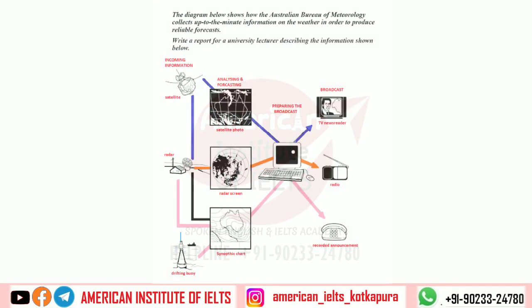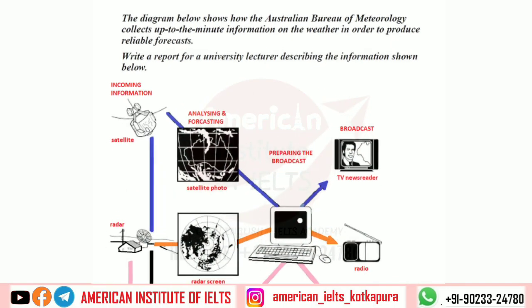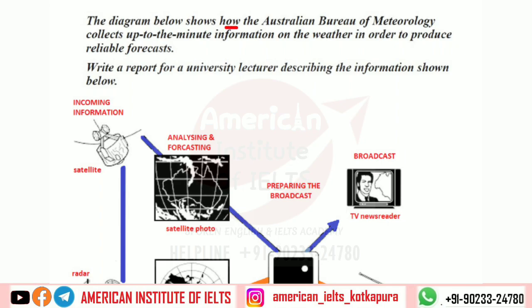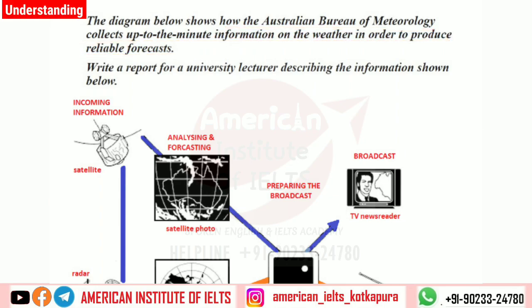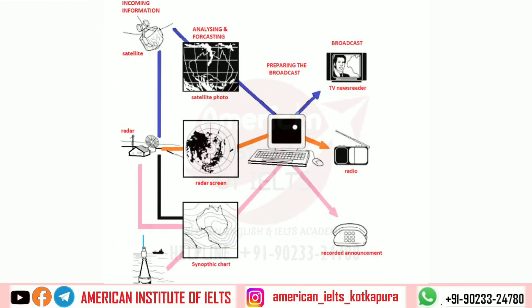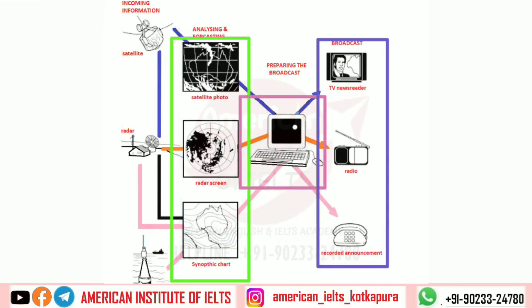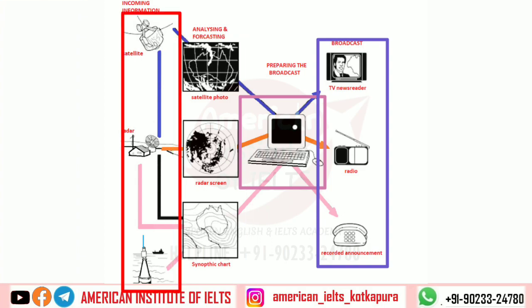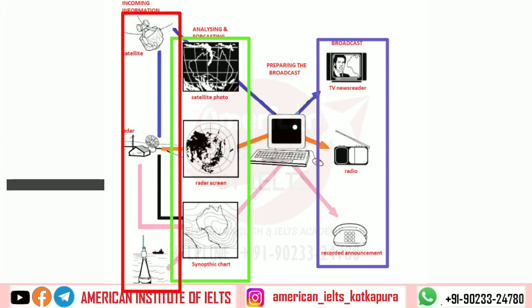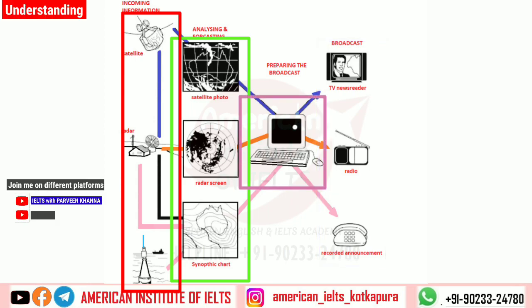Hello guys, this is a process chart from Cambridge 1 and it talks about the diagram which shows how the Australian Bureau of Meteorology collects up-to-the-minute information on the weather in order to produce reliable forecasts. As we can see, there are a total of 4 stages. First is incoming information, then second is analyzing and broadcasting, third is preparing the broadcast, and fourth is broadcast.